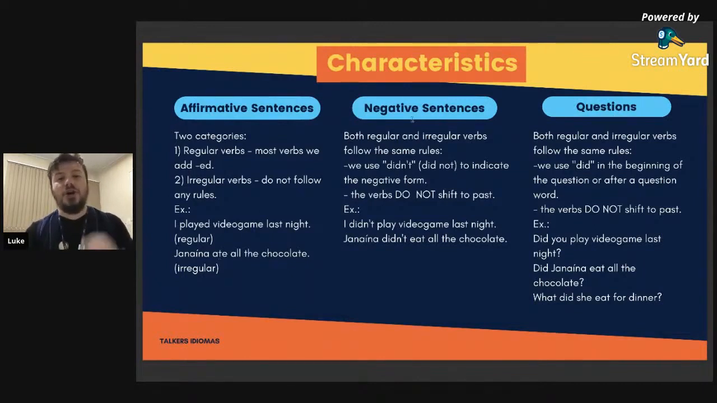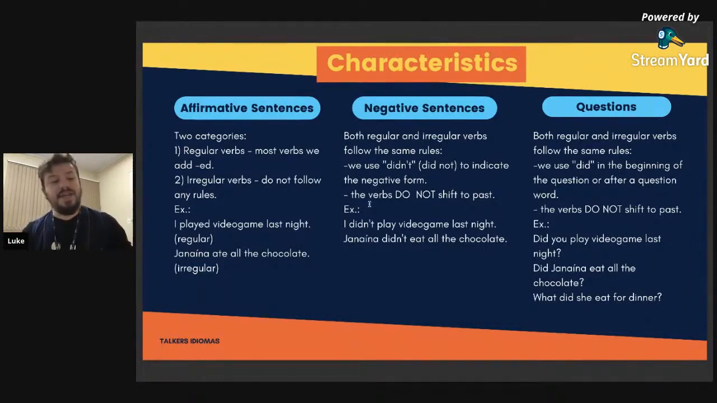Well, then we can talk about the negative sentences. And here is when things start to become a little easier, because both regular and irregular verbs follow the same rules. So there's no difference between irregular or regular verbs for negative statements. In order to have a negative sentence, we can use didn't, which is basically the contraction between did and not. And we use it to indicate the negative form.